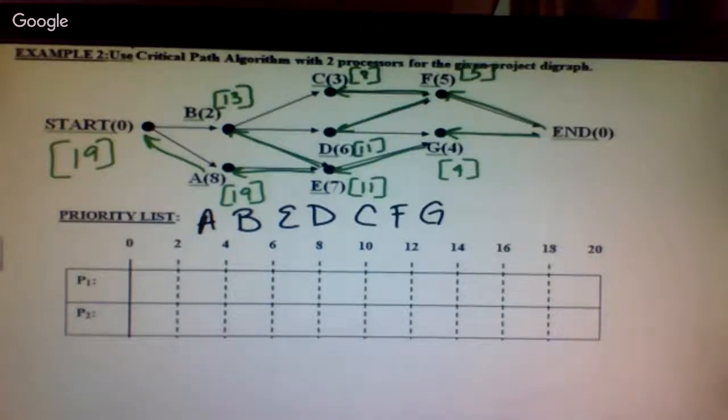Okay, which task can be done from the start? A and B.